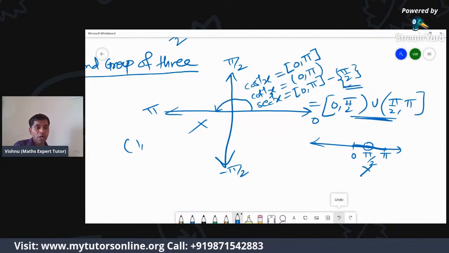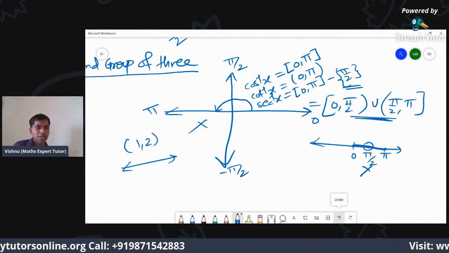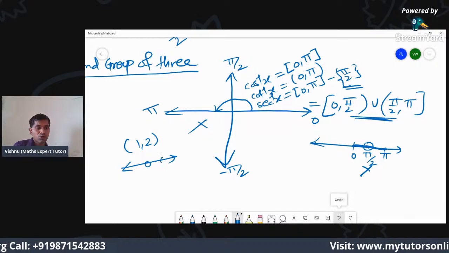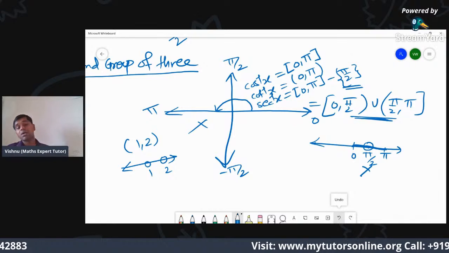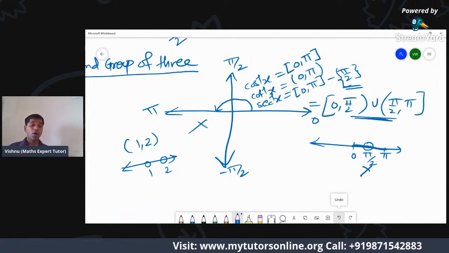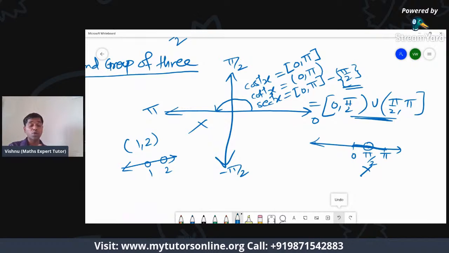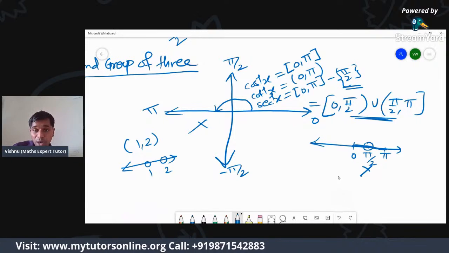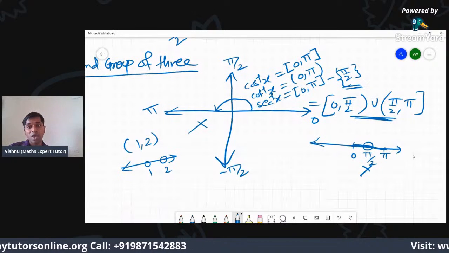You know that, right? 1 to 2 means, how do we indicate on the number line? Open circles at 1 and 2, which means all the values between 1 and 2, but 1 and 2 are not included. Same thing here. So you can compare these two. It is the same scenario here also.